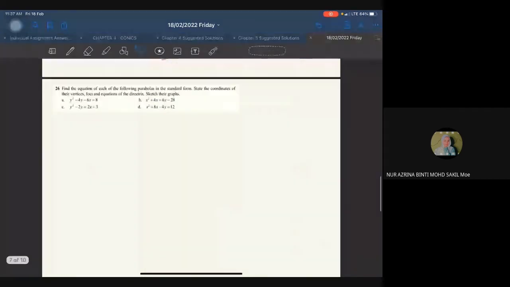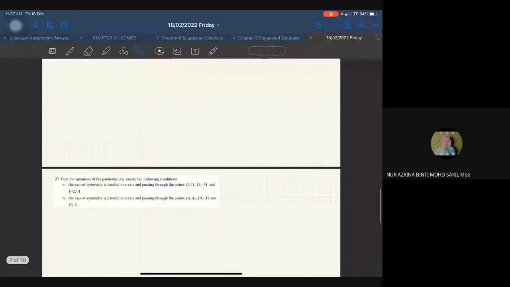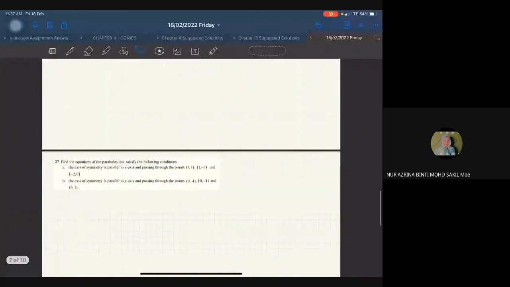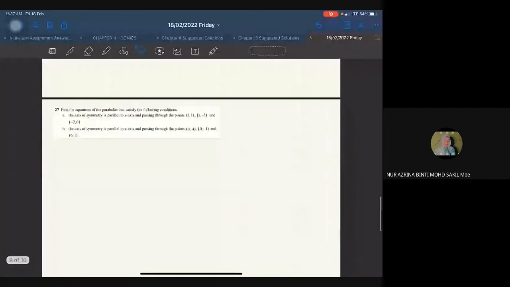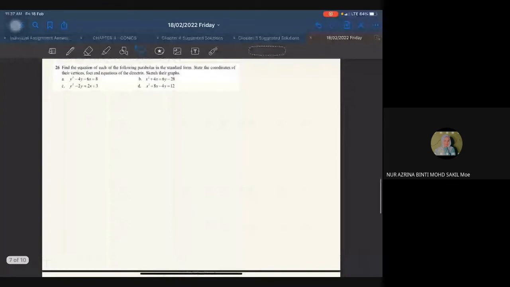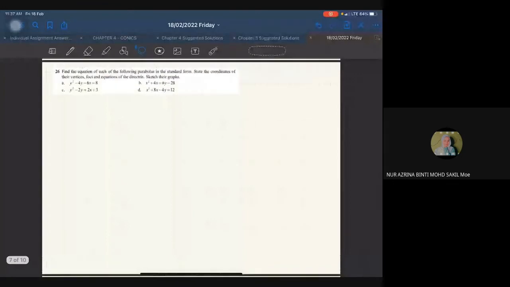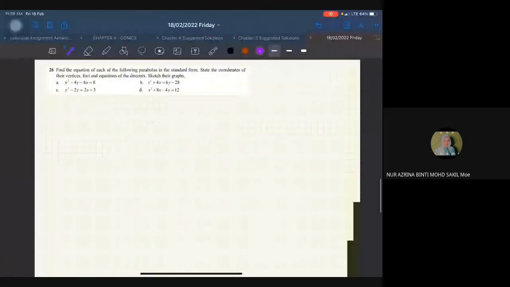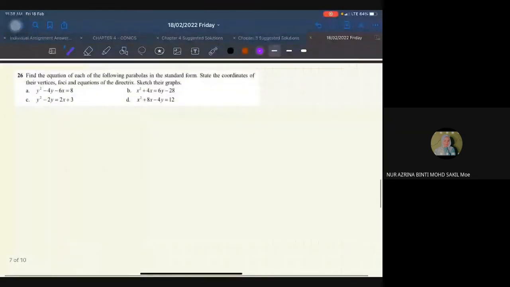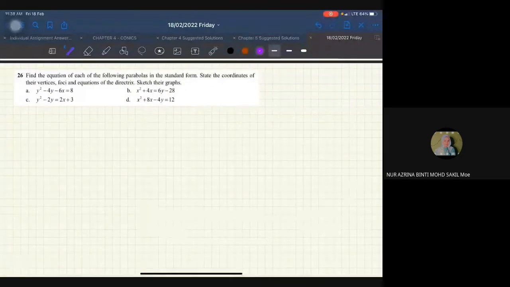Okay, so number 26 is quite straightforward juga. Number 26. Okay. So number 27. Oh. And number 28. Okay. So number 26. Saya just bagi tahu je apa yang awak perlu buat. Kalau awak tengok dekat sini, awak ada contohnya soalan A. Fokus dekat soalan A.